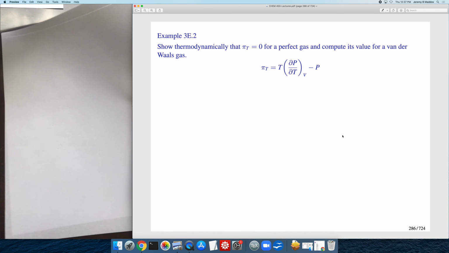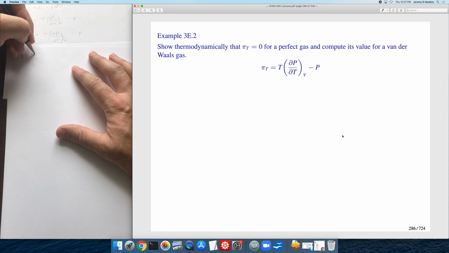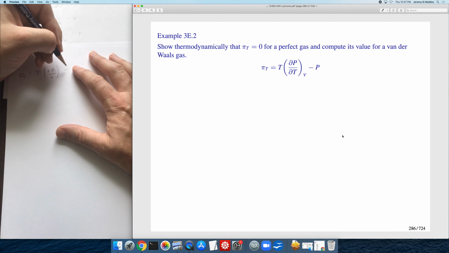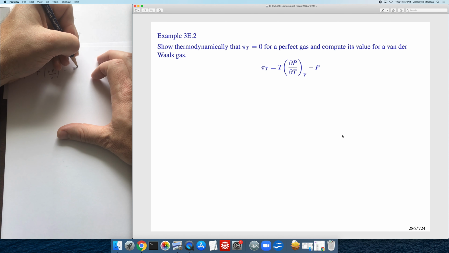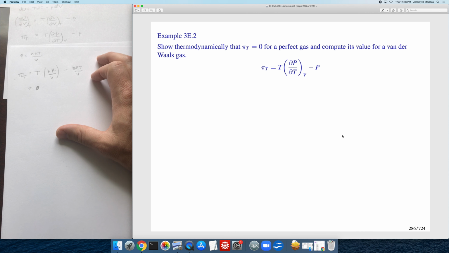And that's what they're asking us to do in this problem. They want us to calculate the internal pressure for an ideal gas, where pressure equals nRT over V. So the internal pressure here is going to be T times the derivative of P with respect to T. That's going to be nR over V minus the pressure, which is nRT over V. And so we've just shown that for an ideal gas, the internal pressure is equal to zero, as it should be, because ideal gas molecules don't interact. So why would the energy change when the volume changes? It wouldn't. So we get zero for the ideal gas.